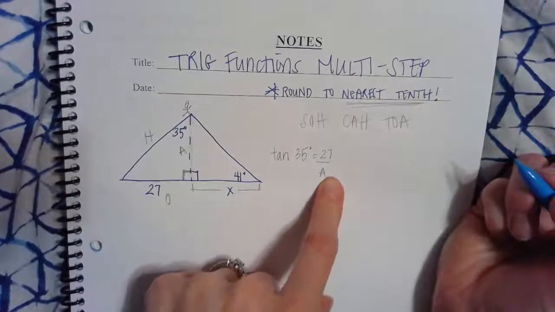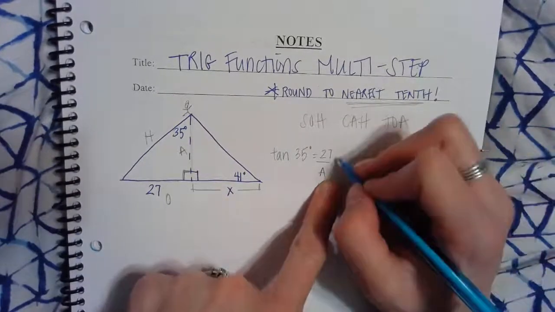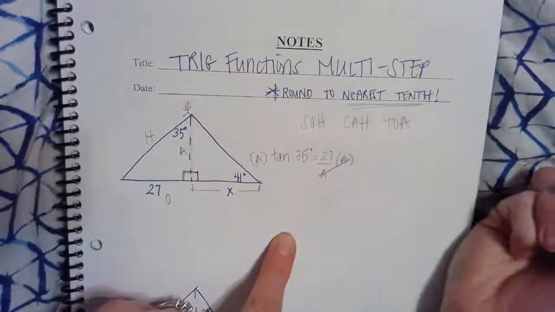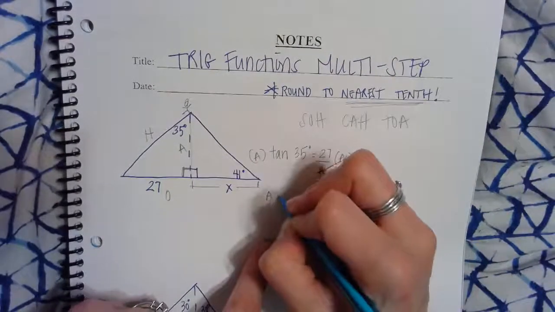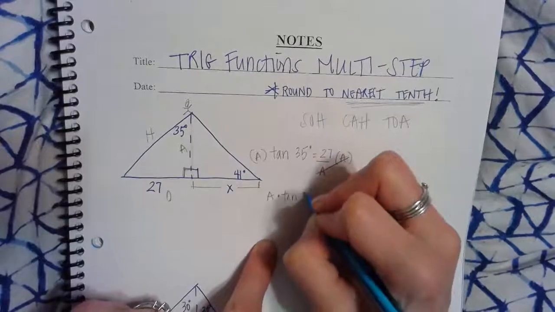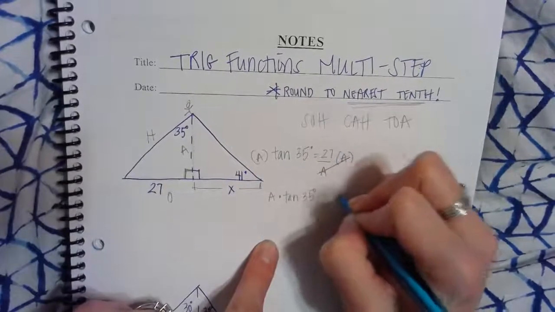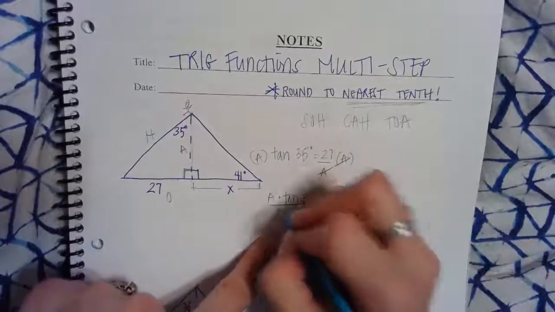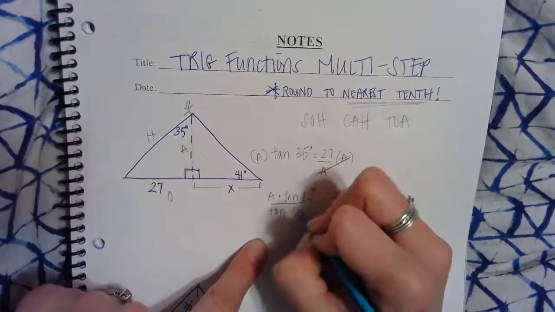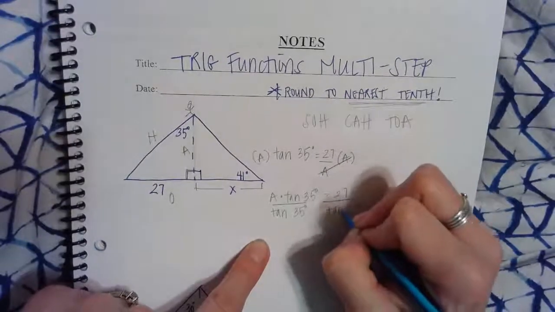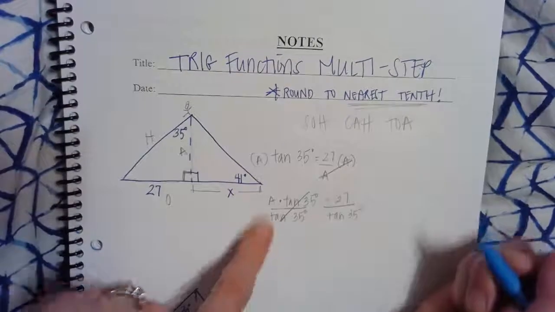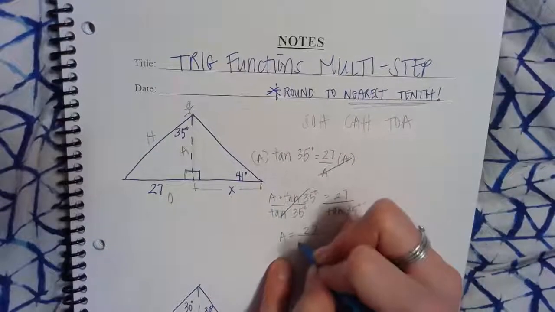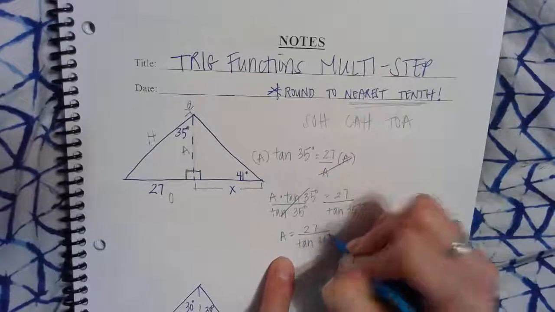Okay, so we're going to try to get this variable by itself like you did yesterday. So we're going to multiply each side by a, and then that divides over there. So now I have a times tan of 35 degrees equals 27, but I want to get my a by itself, so we're going to have to divide each side by tan of 35 degrees. Okay, so now I have the a by itself. So my a equals 27 over tan of 35 degrees.